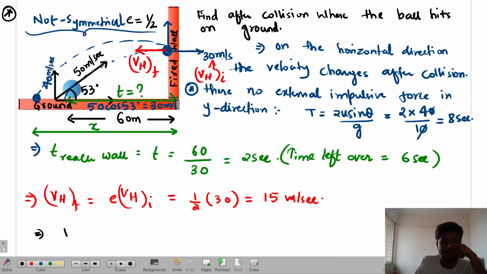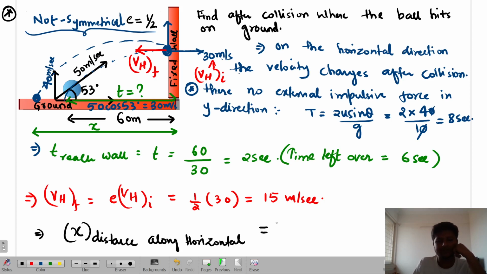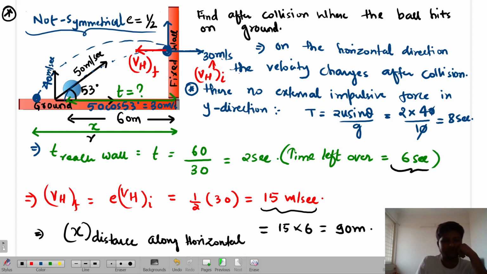So therefore, x, the distance along horizontal after collision, is simple. 15 is the speed, the leftover time is, sorry, 6 seconds. 15 into 6 is 90 meters. So this x we got as 90 meters. Are you able to get me or not? Is this clear? Chalo. Can we move to the next question of this?